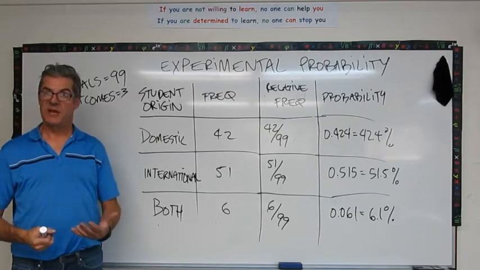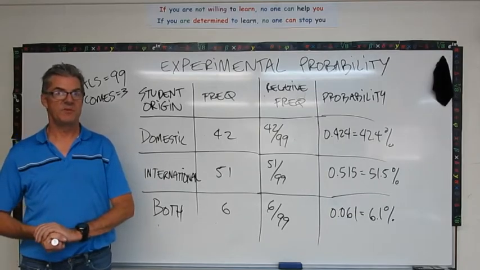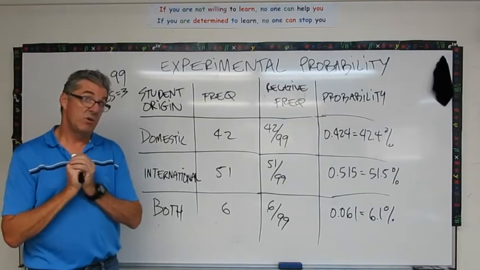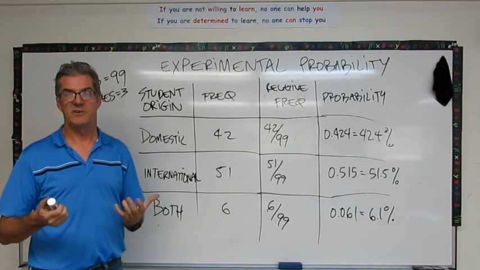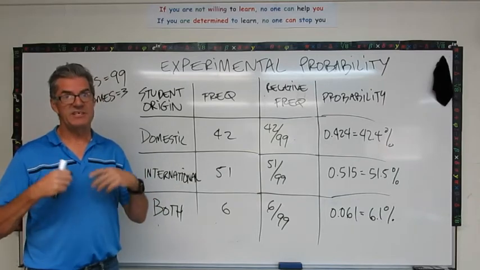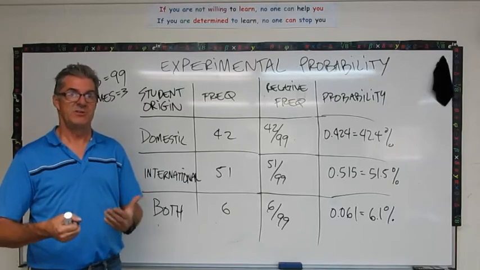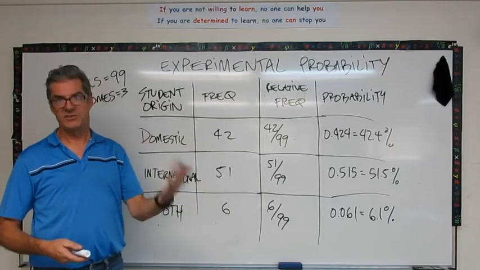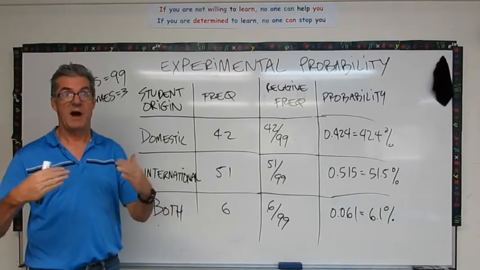Okay, let's do an example using experimental probability. But a little talking before we jump into it. Let's say we attend a school that has 1,500 students. And we're interested to know if we ask a randomly selected student the following question. Do you consider yourself an international student? Are you from overseas? Or do you consider yourself a domestic student? Are you from our country?